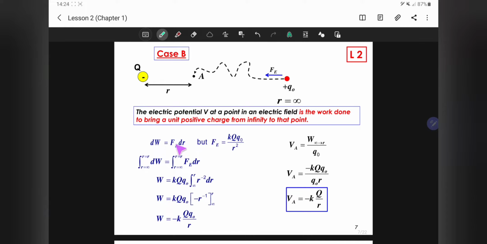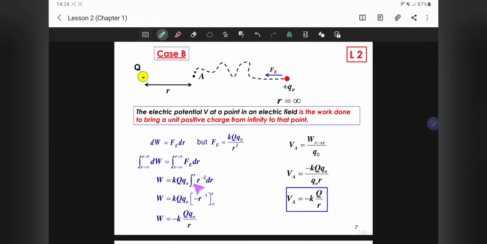So by integrating both sides, you will get this. And at the same time, F equals the electrostatic force. Remember, we don't have to apply any external force because they attract each other. So Fe equals kQQ naught over R squared, the force between these two charges. Substitute into this equation. kQ naught is just a constant, take it out, and then you will get 1 over R squared, which equals R to the power of negative 2.